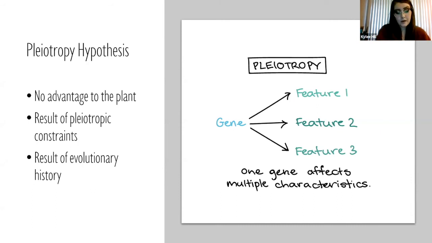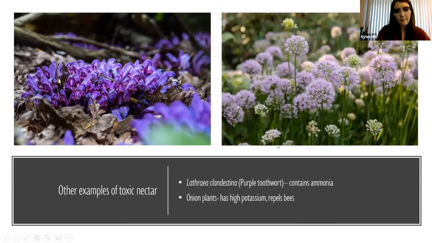Or it could be a pleiotropic effect resulting from the plant's evolutionary history. So the toxic nectar may no longer be selected for or adaptive to the plant, but it was adaptive at one point and the plant just never got rid of the trait. And here's just an example of what pleiotropy is. You have a gene affecting multiple phenotypes, or a single gene affecting multiple phenotypes.